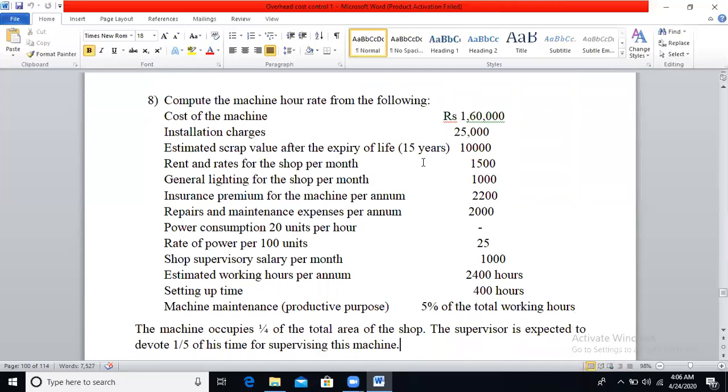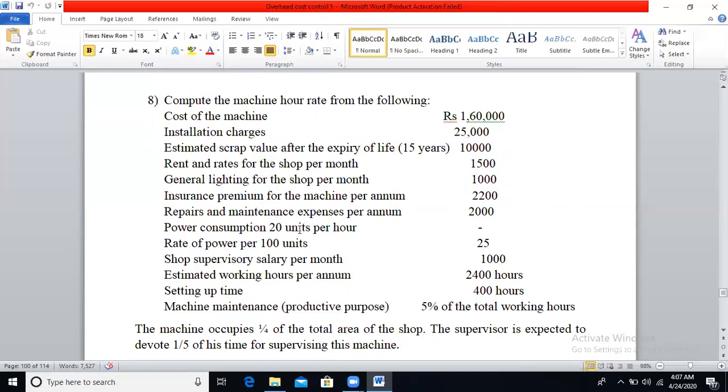Rent and rates for the shop per month. So if they have given per month, you have to convert it into year. First see what the working hours are, whether they have given on monthly basis or yearly basis. Here they have given on a yearly basis. Estimated working hours per annum will be 2400 hours. Then general lighting for the shop per month. Here they have given per month basis, you have to convert it into yearly basis. Then insurance premium for the machine per annum, repairs and maintenance expenses per annum, power consumption 20 units per hour.